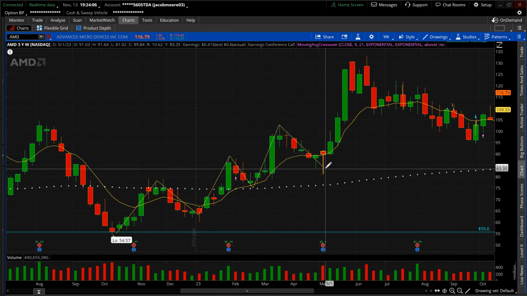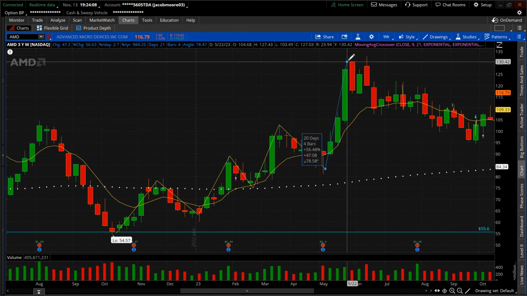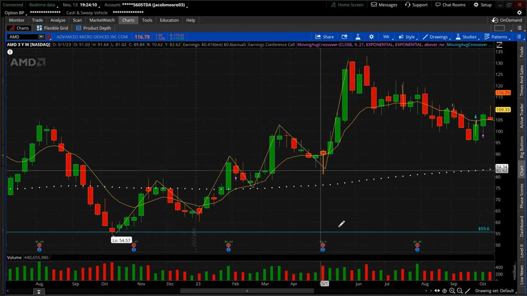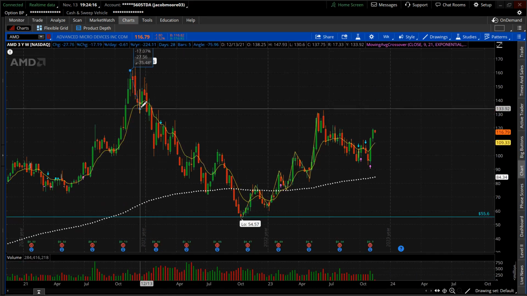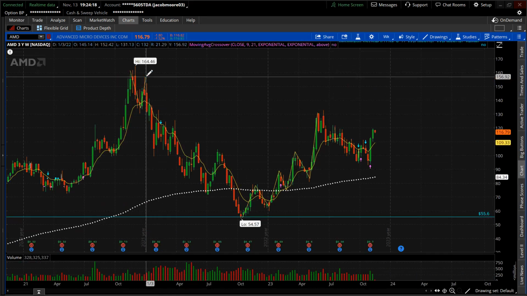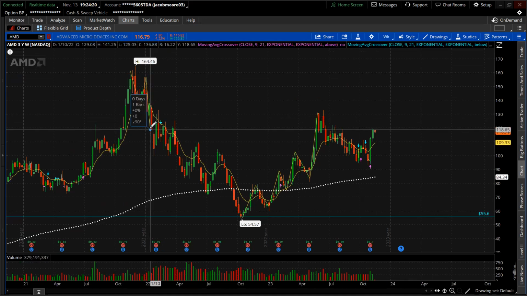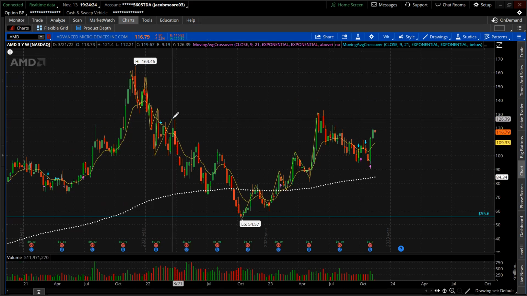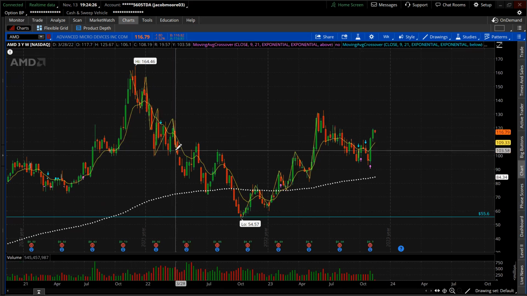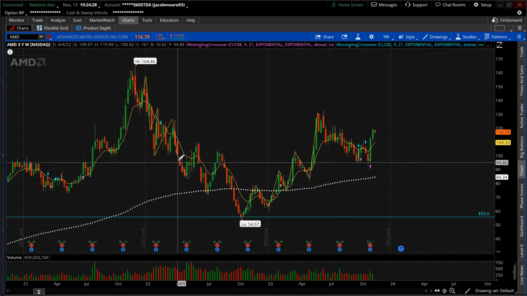right? And then finally, once some news comes out, it takes off. Now, if we come here, what are we making? We're making lower lows and lower highs. And then once it gets some news, earnings come out, it just shoots down.